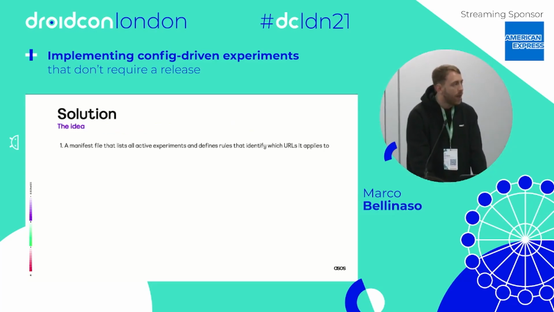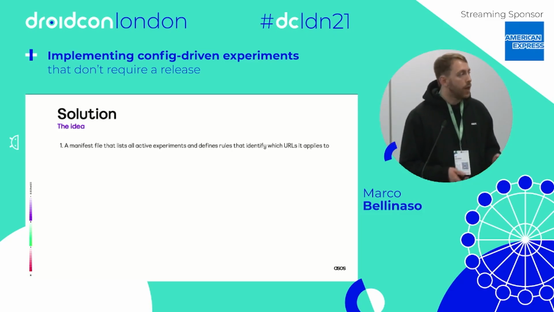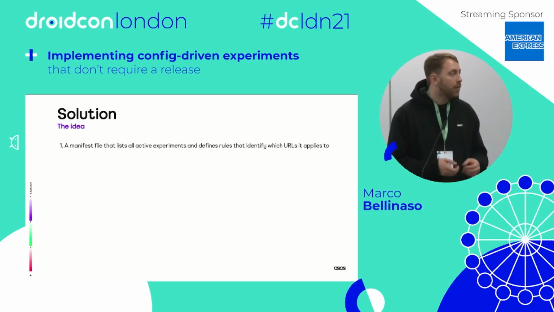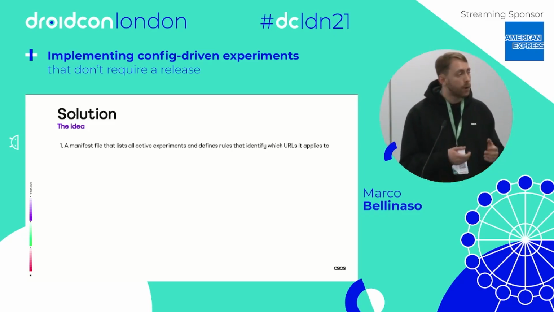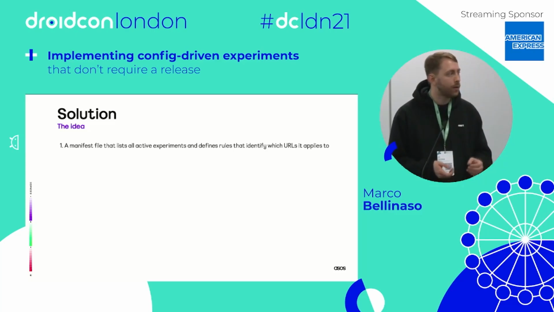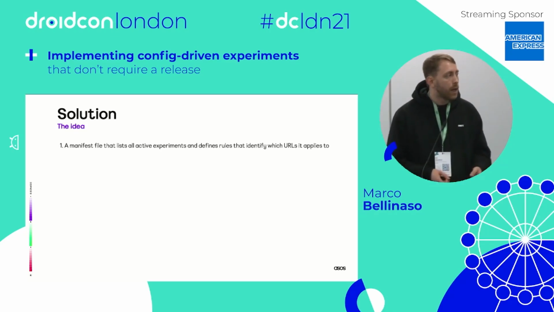The first part, and the first idea that we came up with, was having a manifest file of all of our active experiments. These are all of the experiments that are running in our app at any given time. This is downloaded as the app starts up and gives us an overview of where the experiments are being run. This is done by cataloging which URLs these experiments apply to, in a way where the experiments can be retrieved once we query the API.